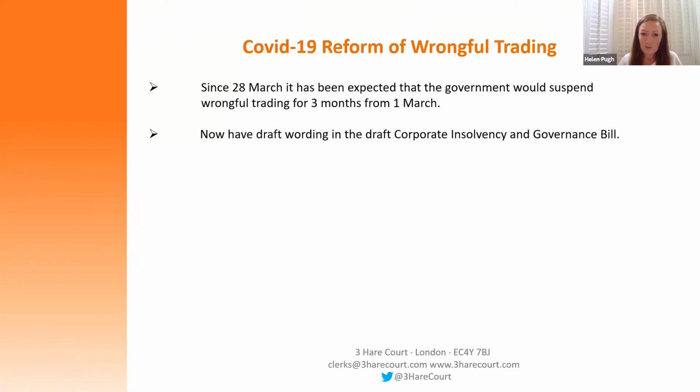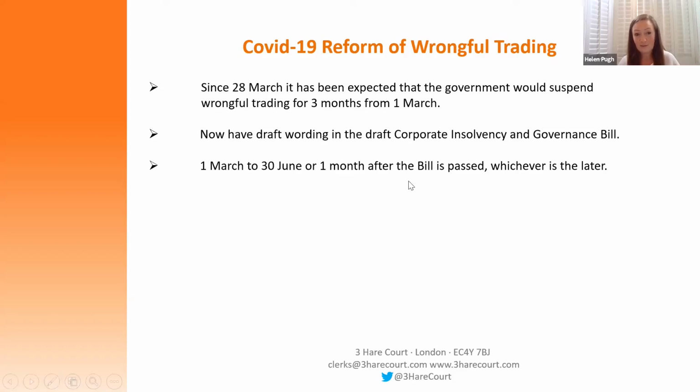We now have the draft wording in the draft Corporate Insolvency and Governance Bill, and the suspension or reform is going to last either from the 1st of March, so it will be retrospective, to the 30th of June, or 1 month after the bill has passed, whichever is the latest. It's currently looking like the bill won't be passed until the end of June, and so the expectation is that this reform will endure until the end of July.